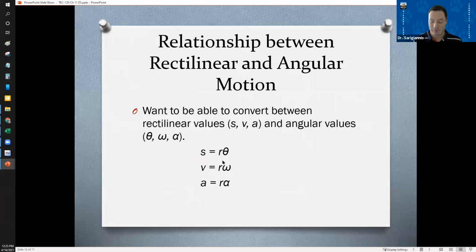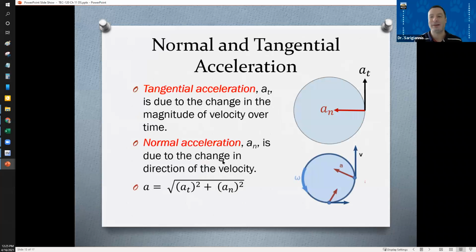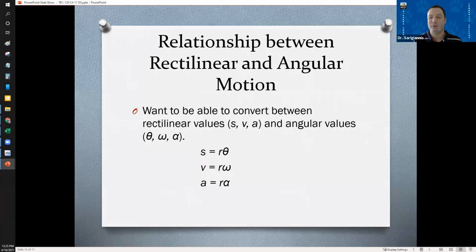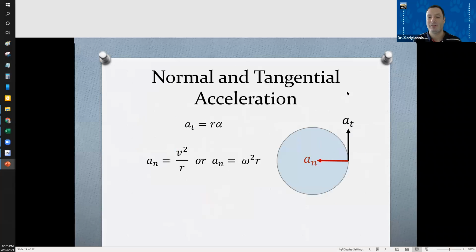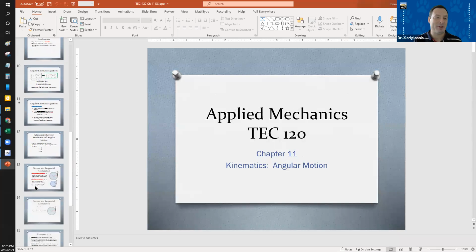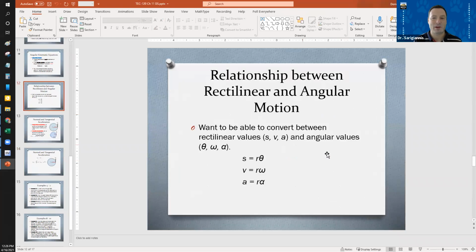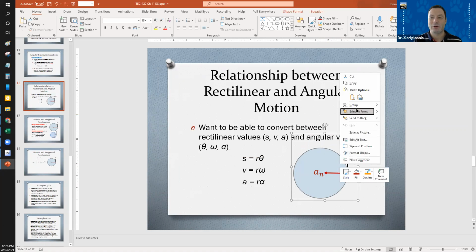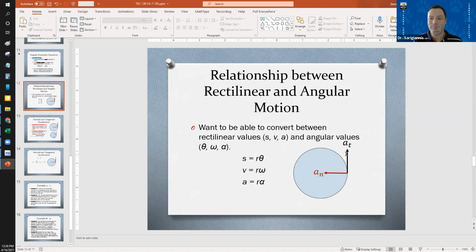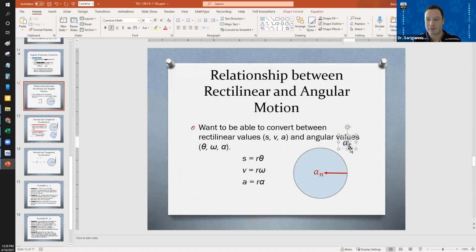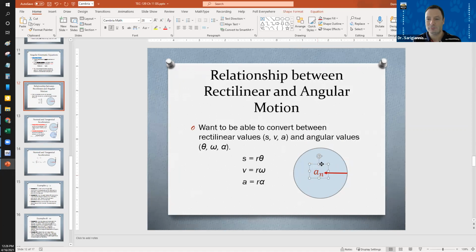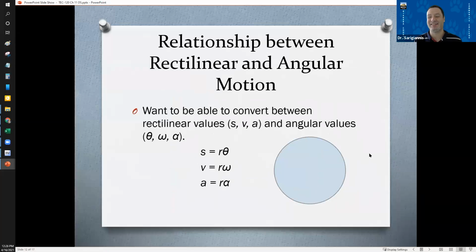Let me see. You know what I'm going to do here? I'm going to copy and paste one of these circles, put it over here, and delete this. All right, there's a circle. All that work for just a blank circle.